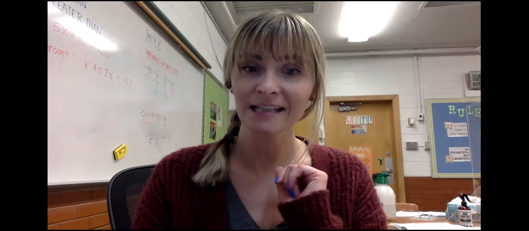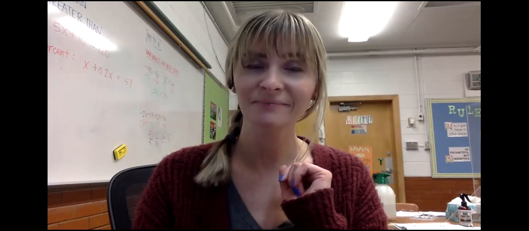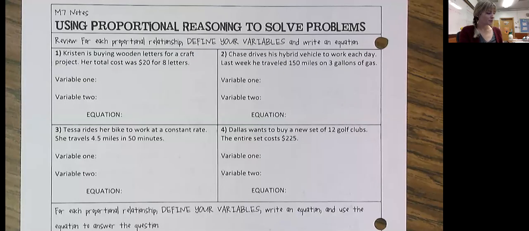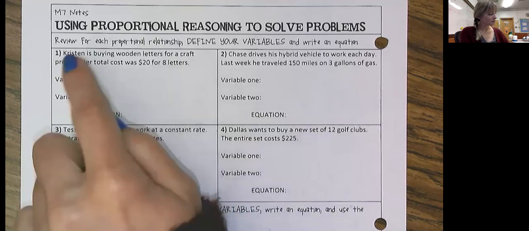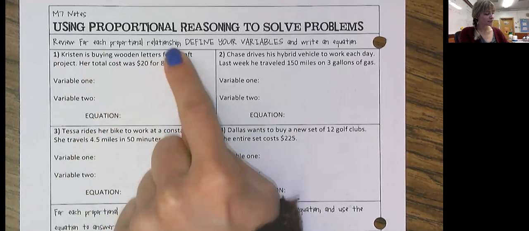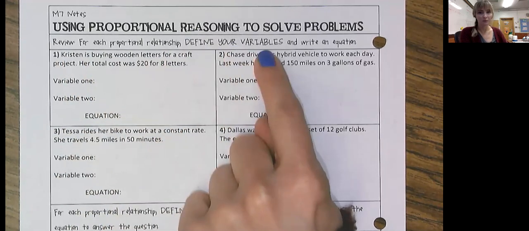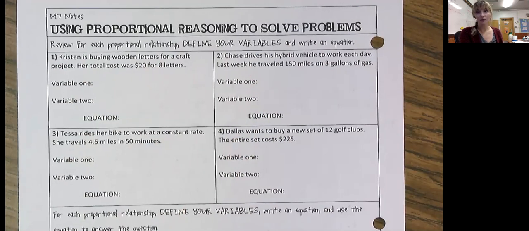To show you what I mean, everybody get out page 46 and something to write with. The top half of this paper reviews precisely what I was just talking about, things from the last standard. So it says right here, review: for each proportional relationship, define your variables and write an equation. This is a review. Let's give it a try.